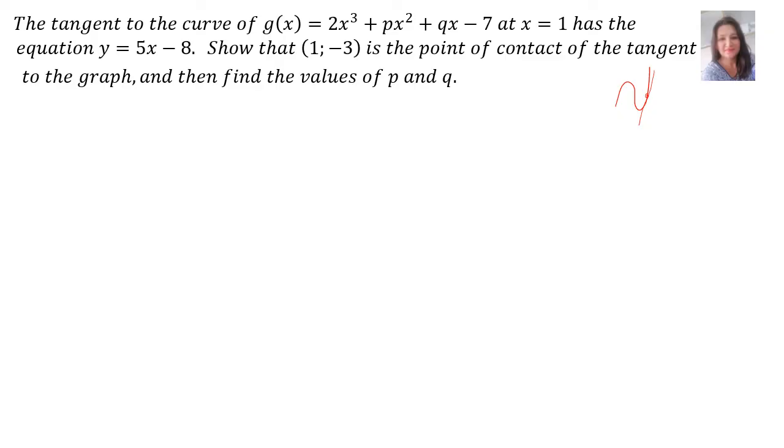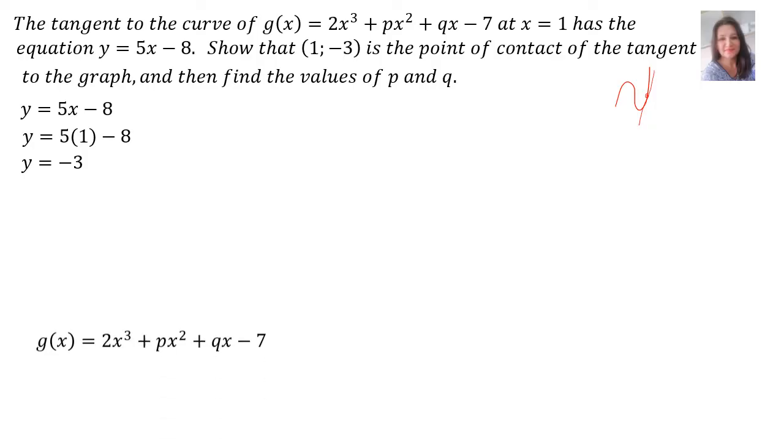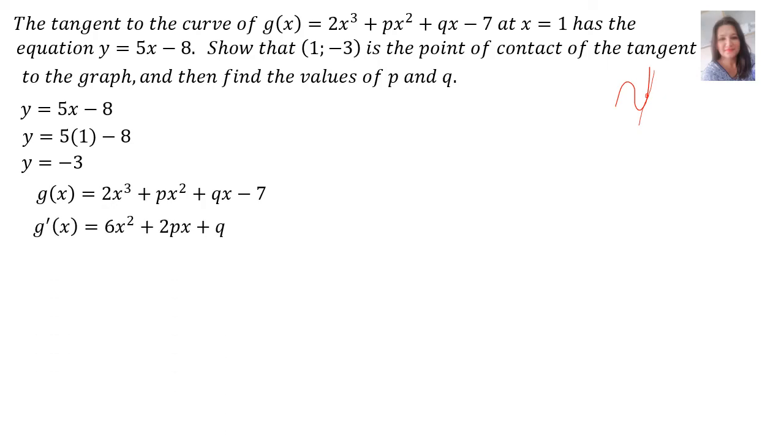So first of all, we have to show that (1, -3) is the point of contact. So what we do, in x's place, we substitute 1, and we end with y is equal to -3. The corresponding y value is -3, so that is enough proof to show that that is indeed the point of contact. Then, now we will start with the sum. So there's your equation, and we will find the first derivative, and we end with 6x squared plus 2px plus q.